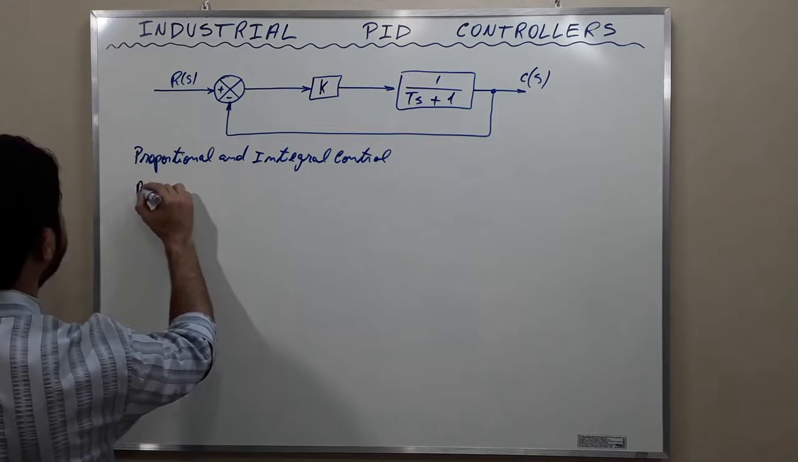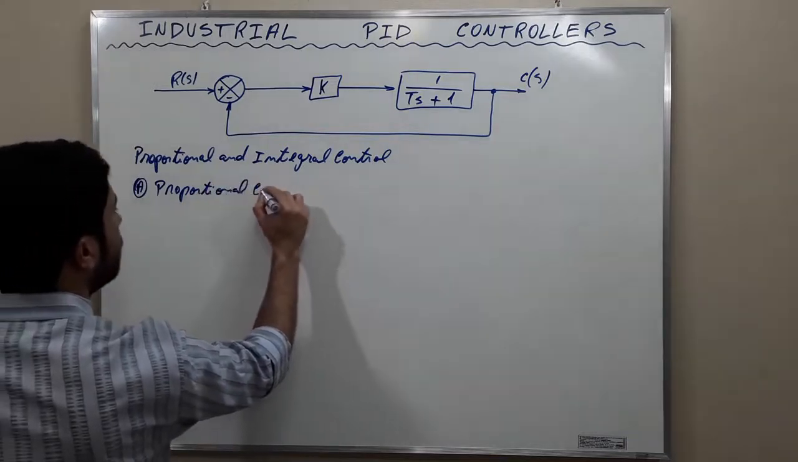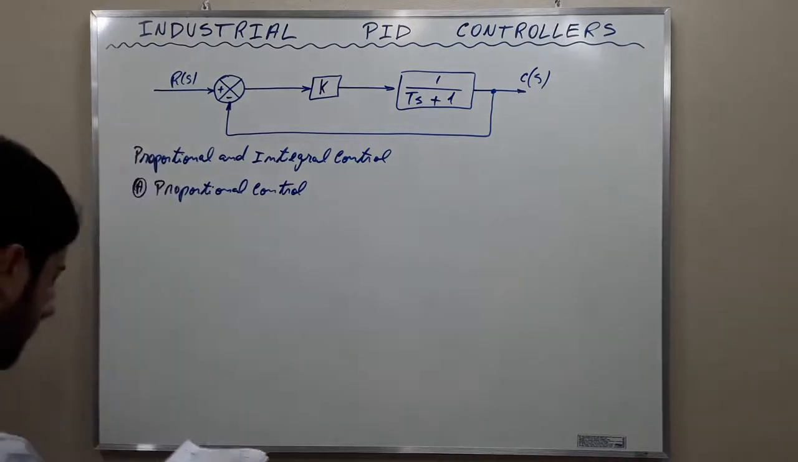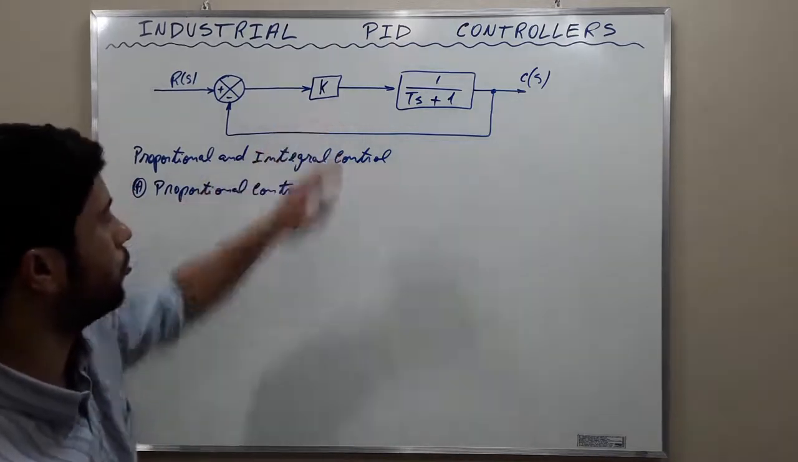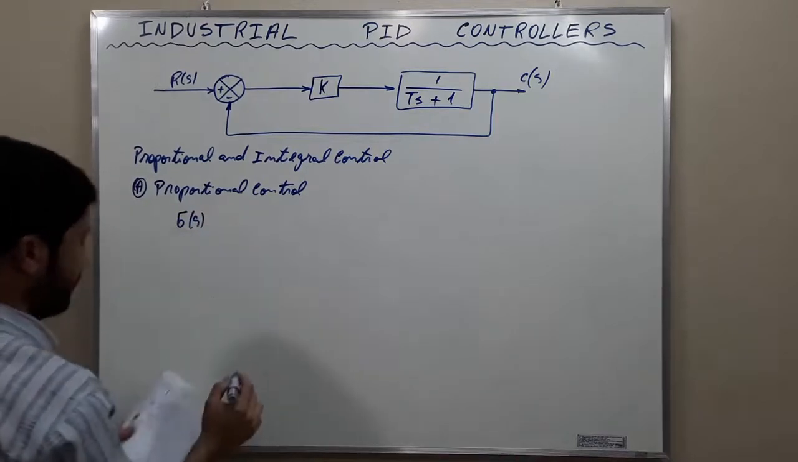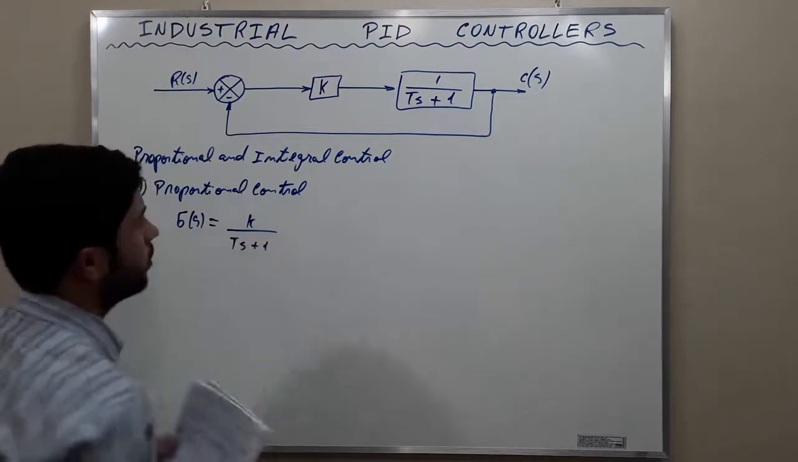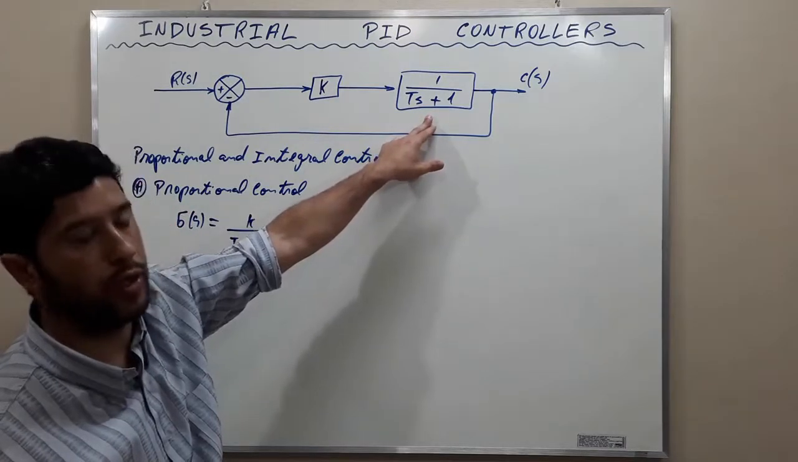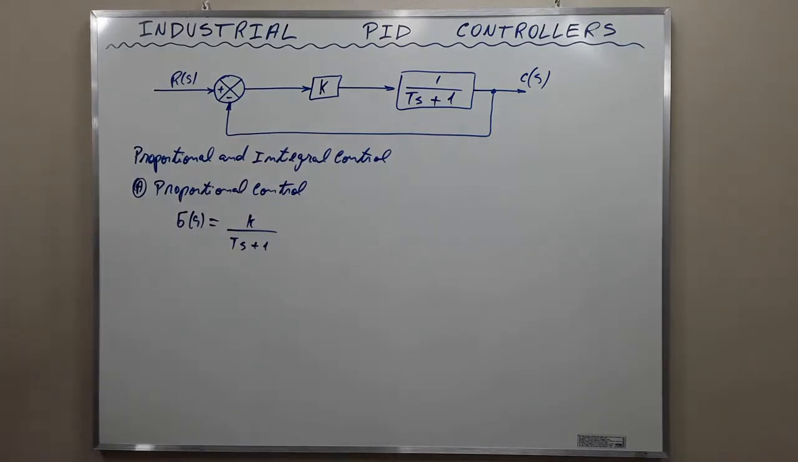Letter A, proportional control. Only the proportional control here, and G of S is equal to K over TS plus 1. This is the plant. We wish to control it only by adjusting the gain. And let's see what happens. We're going to discover that there will be an error or an offset to a step input.